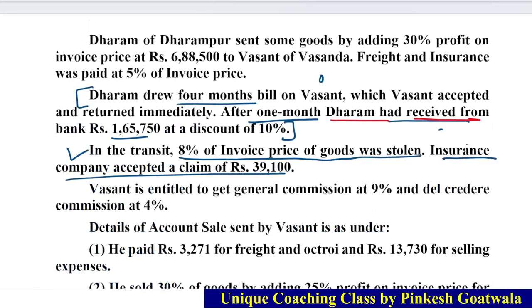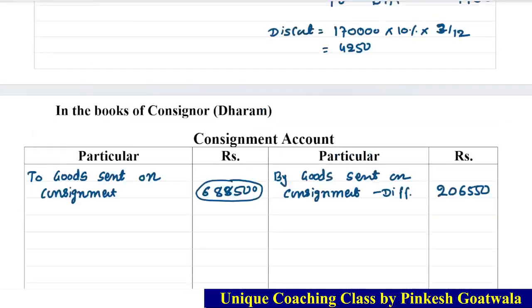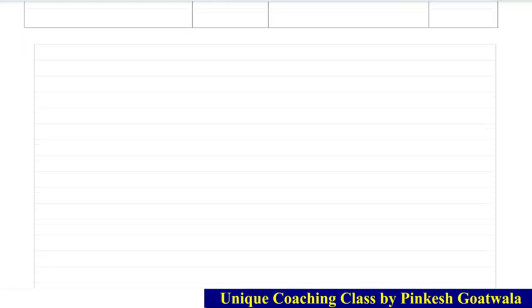In the tranches, 8% of invoice price goods were stolen. Insurance company accepted claim of 39,100. So here abnormal loss point is given. Okay. So here first of all, how much goods loss means stolen. So normally in a question they give the unit 5, 10. Okay. But here they told that 8% of invoice price એવું કીધું છે. So let's do that calculation.